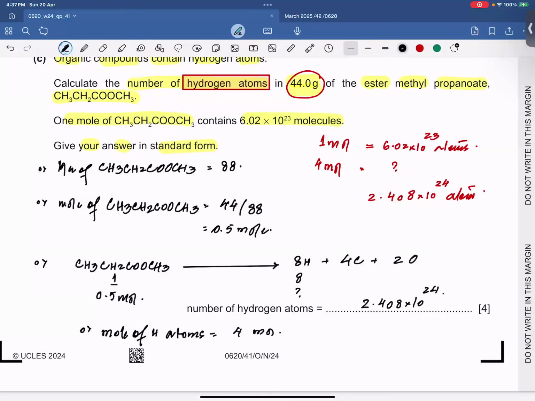0.5 mole, okay. So 6.02 exponent 23 into 0.5 into 8, same answer. All right, that's the answer, guys. I hope it makes sense to you. This is the first step, second step, third step. This one is the fourth step, okay? And these are the atoms of hydrogen. Let's move on to the next part of the question.